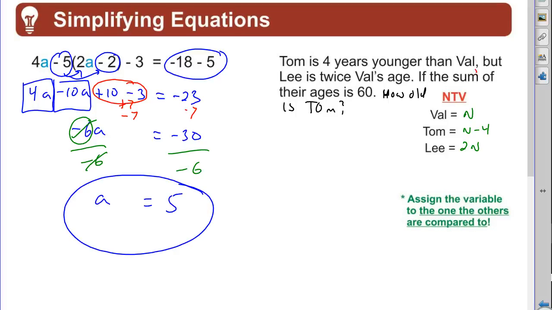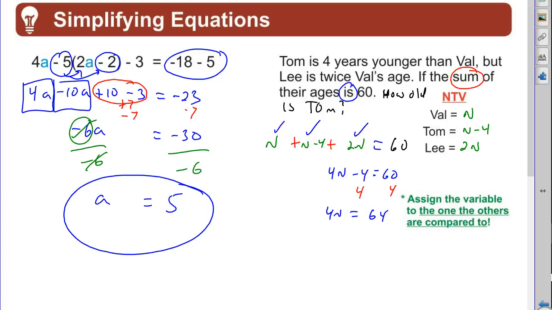All right, the rest is if the sum, so sum is addition. And so what are you adding? Val and Tom and Lee is the equal sign, right? Is what? 60. There's our equation. Let's add like terms. 1n and 1 more n is 2n, and 2 more n's is 4n. Okay? And I still have the minus 4, and that equals 60. Let's add a positive 4 to both sides to move the 4. And I end up with 4n equals 64.